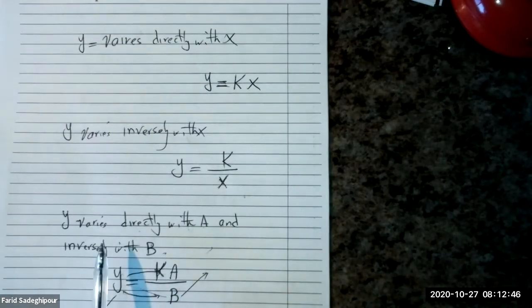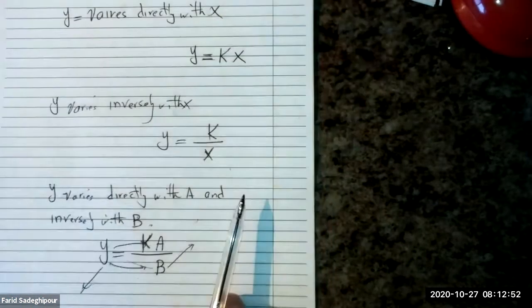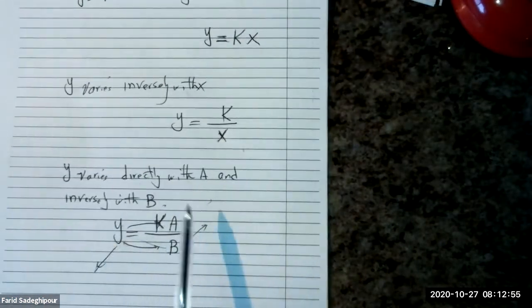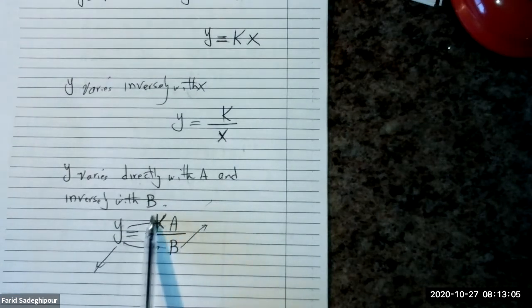Now, y varies directly with a and inversely with b. In that case, since it varies directly with a, a is at the numerator, and inversely with b means b has to be at the denominator. So you need to remember: directly is when your letter is at the numerator, inversely is when your letter is at the denominator.